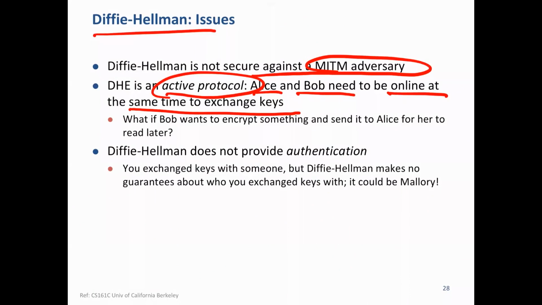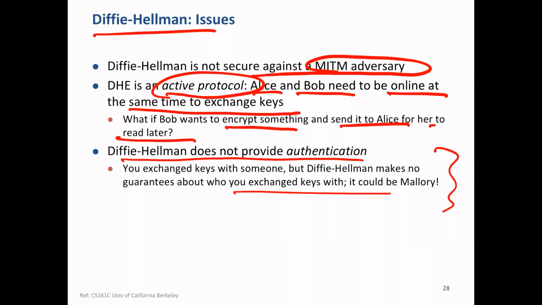What will happen if the duration of the exchange is very long? If Bob wants to encrypt something and send it to Alice for her to use later, then we have to find out what can be done. Similarly, Diffie Hellman does not provide authentication, because we have seen the man in the middle attack, where Alice thinks she is communicating with Bob, but actually she is communicating with Mallory. All right, you got the point?